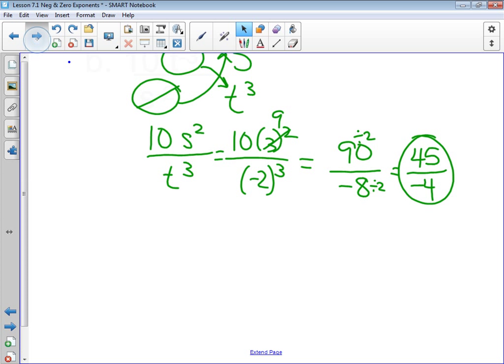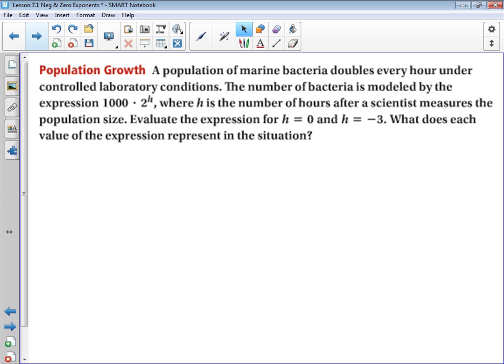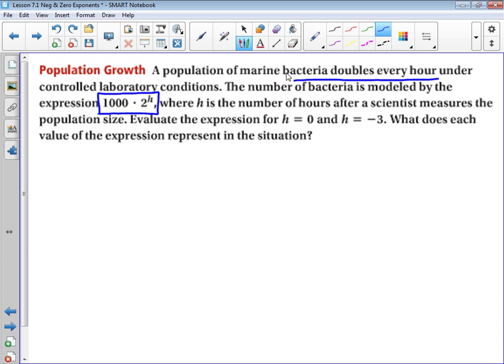Okay, this next problem is a story problem. Now don't get hung up on this word problem and all of the things that it represents. Just try to focus on what we're learning today, and that is zero exponents and negative exponents. So here we go. It just says a population of marine bacteria doubles every hour under controlled laboratory conditions. The number of bacteria is modeled by the expression 1000 times 2 to the h. 1000 times 2 to the h is what you should write on your paper.